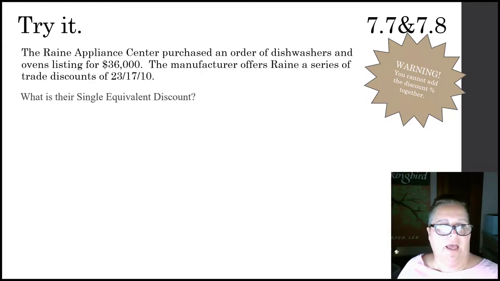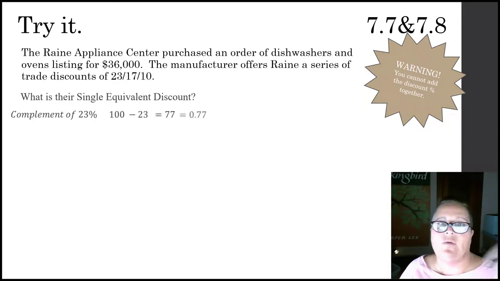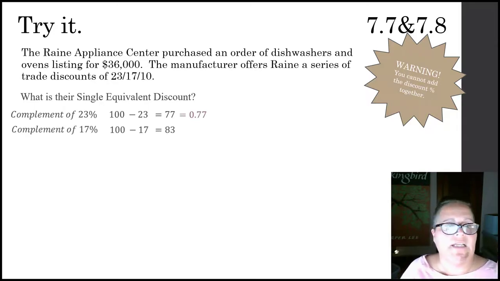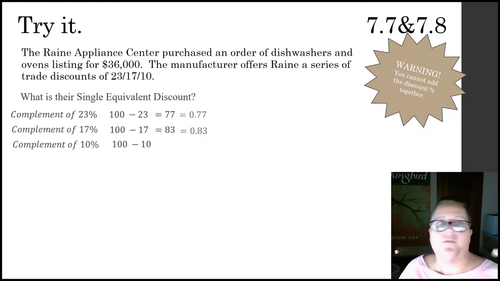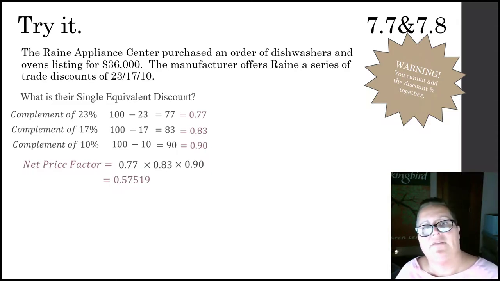So I'm going to go ahead and find the complement of 23%. That's 77% or 0.77. Then we're going to find the complement of 17%. That's 83% or 0.83. And the complement of 10%, which is 90% or 0.9. To find the net price factor, I need to multiply those guys together, 0.77, 0.83, 0.9, to get 0.57519. This is my net price factor.